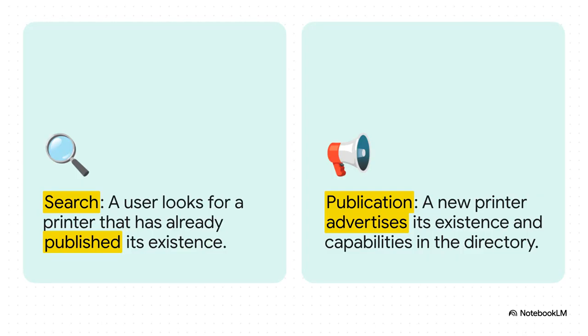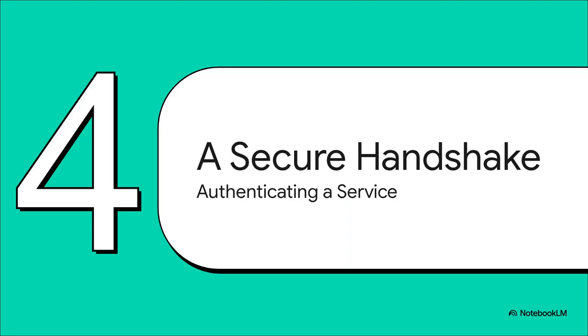So as you can probably see now, search and publication are really just two sides of the very same coin. One is for asking, the other is for telling. A user searches for a printer that has already published that it exists. An application looks for a data service that has already advertised what it can do. And together, they create this dynamic, self-updating map of your entire network. It's pretty cool. Okay, so we can find things, and things can announce themselves. That's great. But how do we know we can actually trust them?